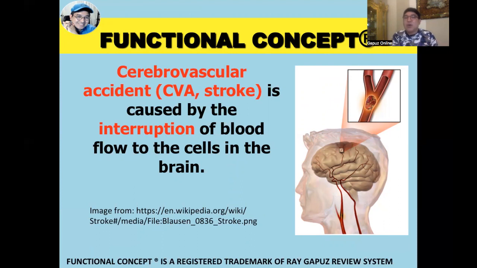Now, let's begin with our first functional concept. Cerebrovascular accident, or CVA, or stroke, is caused by the interruption of blood flow to the cells in the brain. And that interruption could be brought about by 2 main pathological conditions. There could be a blockage of the flow of blood caused by several factors, which we're going to discuss in a while, or there could be diminished blood flow that could have been related to bleeding.